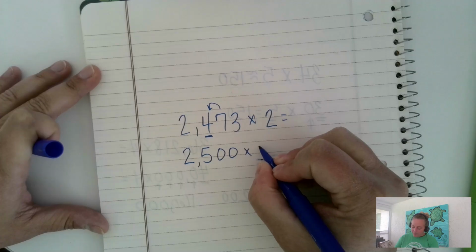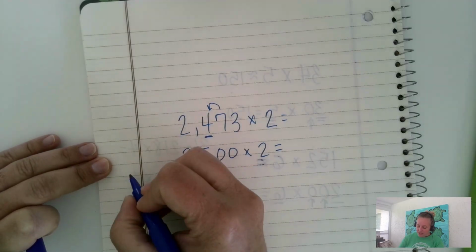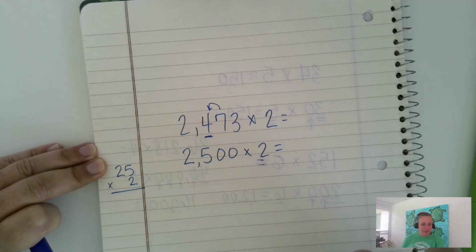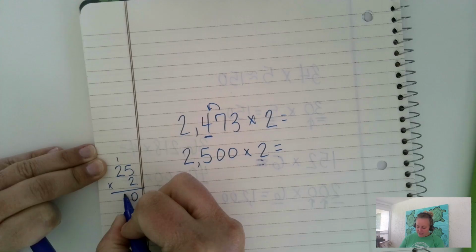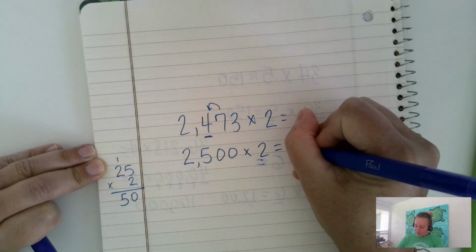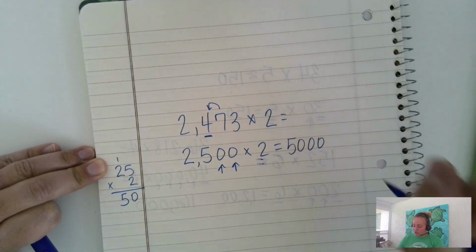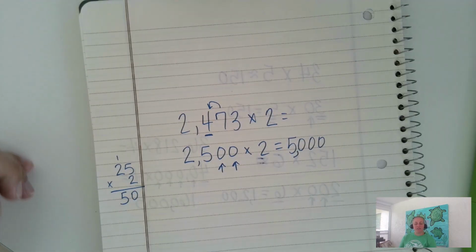So now I have 2,500 times 2. I happen to know what 25 times 2 equals because I know how to count quarters, and you probably do too. But if I didn't, let's pretend I don't know what 25 times 2 equals. I'm just going to take that out here to the side, 25 times 2, and multiply it really quickly. 2 times 5 is 10, regroup the 1, 2 times 2 is 4, plus 1 is 5. So 25 times 2 is 50, and then remember, because I have 2 zeros, I have to add 2 zeros at the end, and then I count my 1, 2, 3, comma, it's about 5,000.